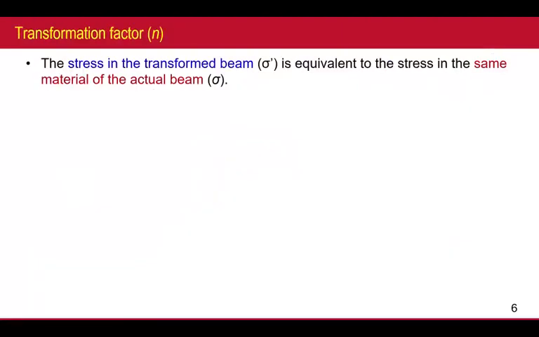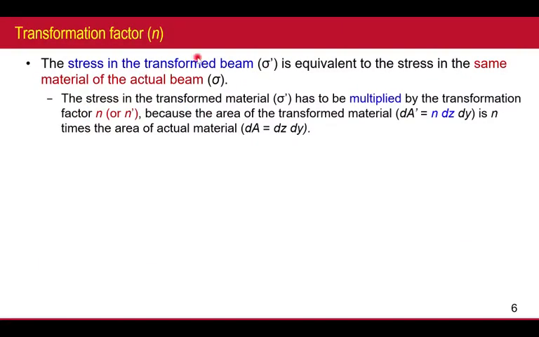So this way, we must get the idea that the stress in a transformed being, we say sigma prime, is equivalent to the stress in the same material of the actual being because we cannot change the load condition. That means before and after transformation, the loading condition will keep exactly the same. Otherwise, there is no meaning to do any work. Clear?